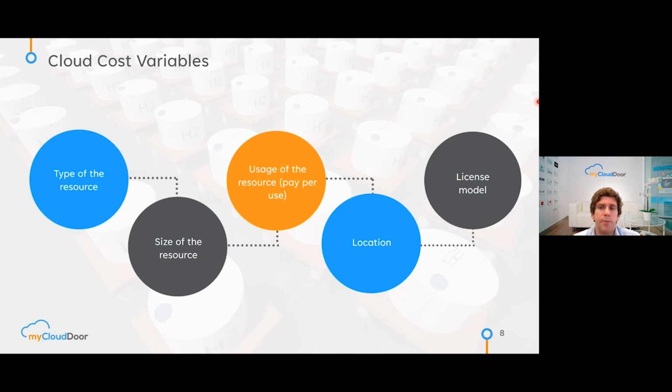And last, the licensing model, because here you need to take into consideration that you can pay per use, or you can get a reservation or a savings plan or a commitment. You change the licensing model for those resources, and you can also change the cost of them.